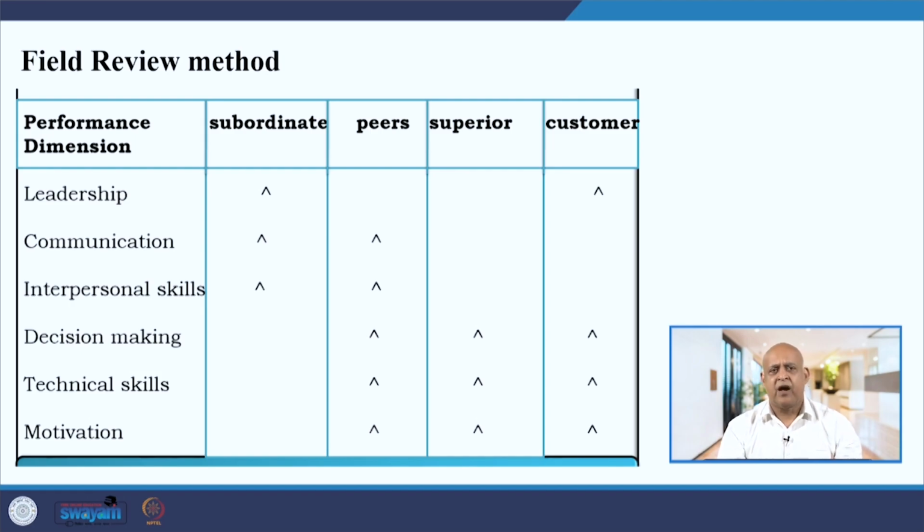That is, how was Mr. X's leadership style, his communication, interpersonal relationships and so on, and then the subordinate will give certain points, like we see here: leadership, communication, interpersonal skills, subordinate given is higher. Peers have given communication, interpersonal skill, decision making, technical skills and motivation also higher. Superior has given decision making higher, technical skills higher and motivation higher. Customers have given leadership quality higher, decision making they say is good, and technical skills and motivation as well.